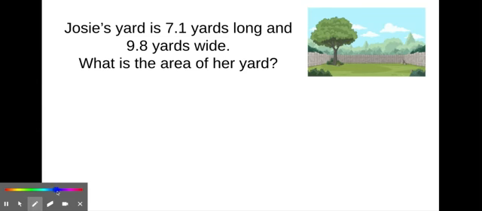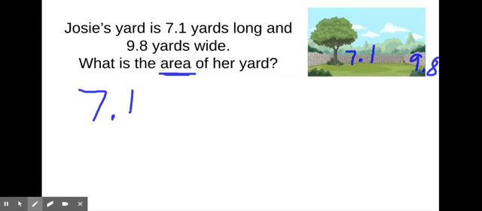Remember that area means we're multiplying the length times the width. So we want to multiply the two sides of Josie's yard. We know one side is 7.1 yards and the other is 9.8 yards. So let's multiply those. Just like before, we want to start by multiplying them as if there's no decimal points.